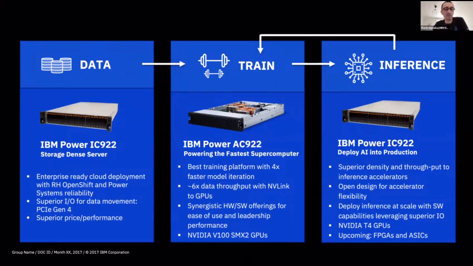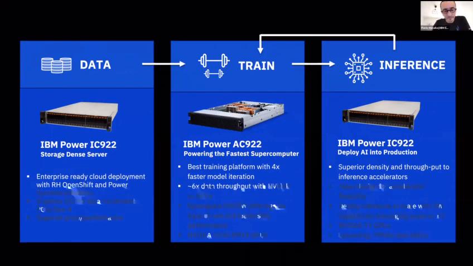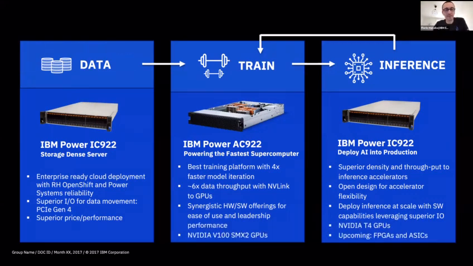So for AC922, we typically use the NVIDIA V100 GPUs with 32 gigabytes of HBM2, four or six of them. Both systems, AC922 or IC922, use the POWER9 processor technology, and we deliver those systems with 20 cores per processor, so 40 cores per system with SMT4. You will see on your system, if you are looking right now, around 160 cores.